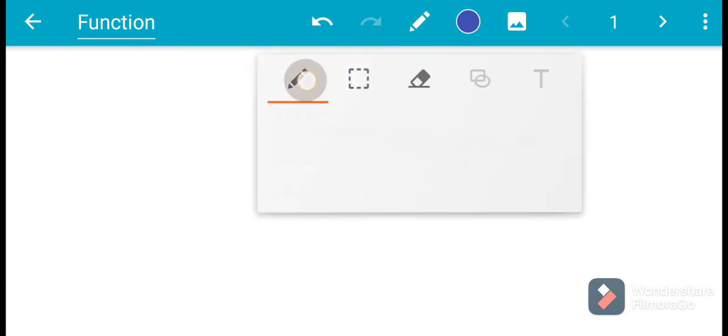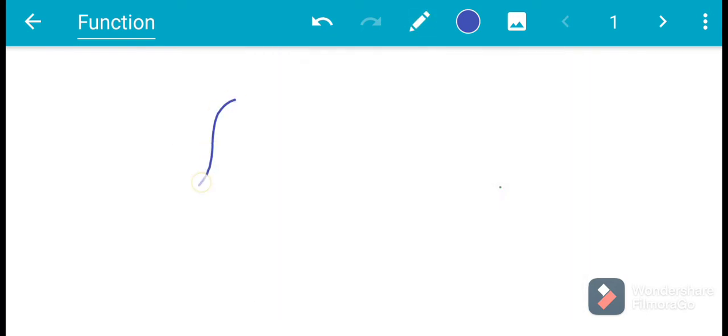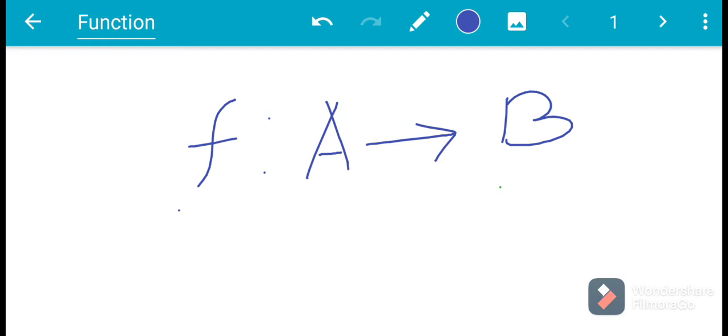Today I am going to discuss functions. I have already discussed functions in my very first video, but today I will discuss this topic again. Now, a function. We usually see this type of notation: f from A to B. Now the basic question is, what is this f, what is this A, what is this B, and what does this arrow mean?